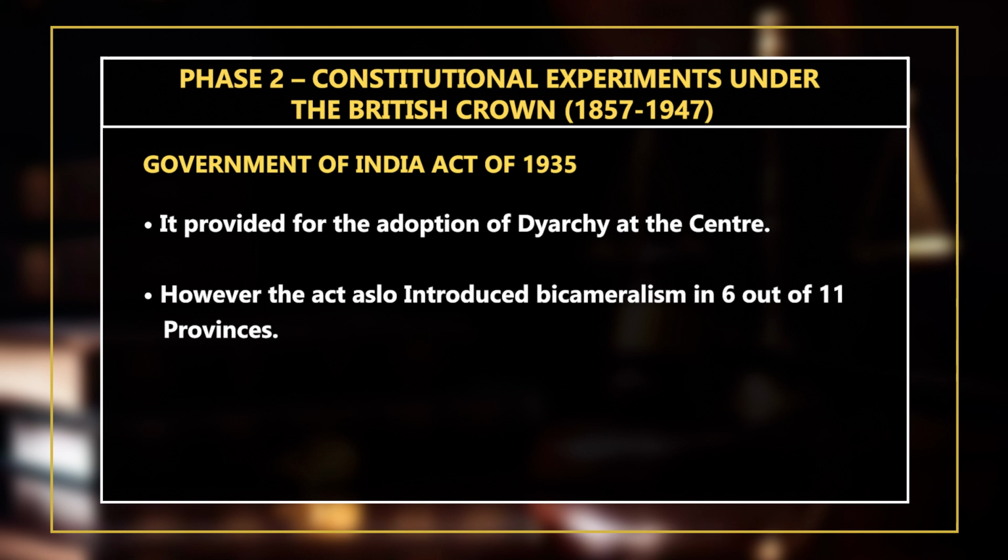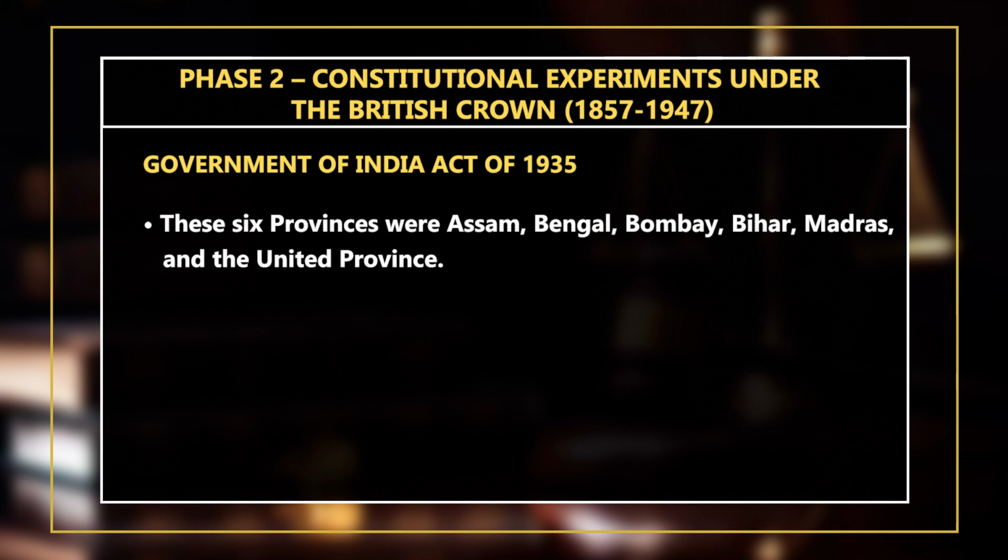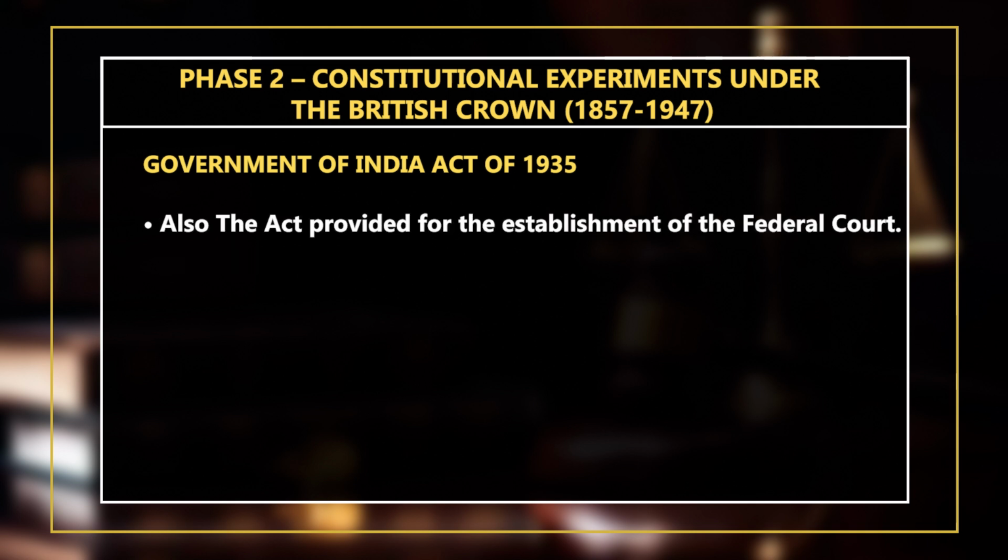However, the Act also introduced bicameralism in 6 out of 11 provinces. These 6 provinces were Assam, Bengal, Bombay, Bihar, Madras and the United Provinces. Also, the Act provided for the establishment of the Federal Court. The Act entirely abolished the Council of India.